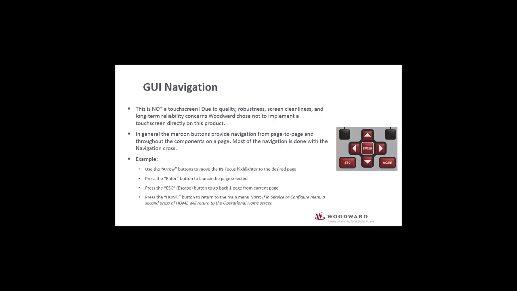So because this unit is not a touchscreen, navigation between pages and components within the GUI are done using the front panel navigation cross. So an in-focus highlighter is available on each screen. Typically when you go to a screen, the in-focus highlighter is not there. You have to press a navigation arrow, and then the focus will move to the first component on the screen, and once it's got that yellow highlighter around it, it can be interfaced with from the navigation cross or the front panel keypad.